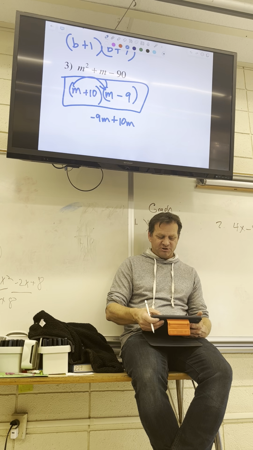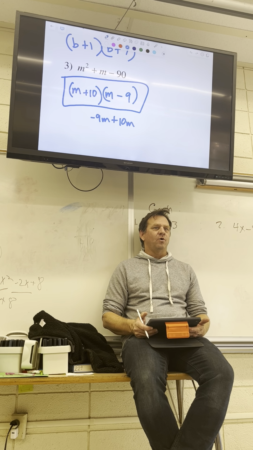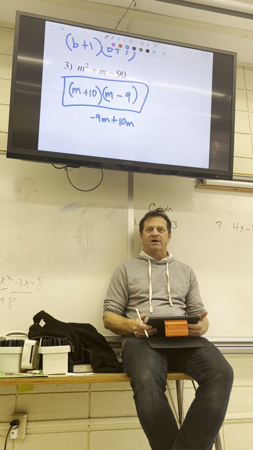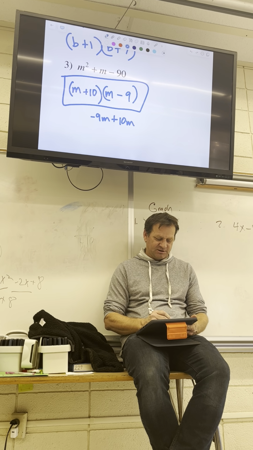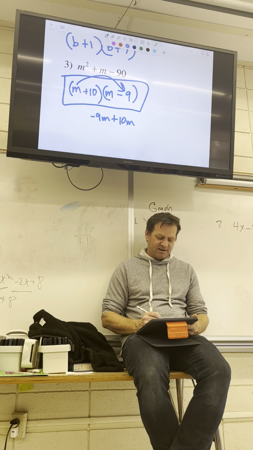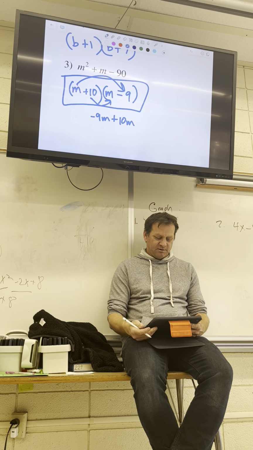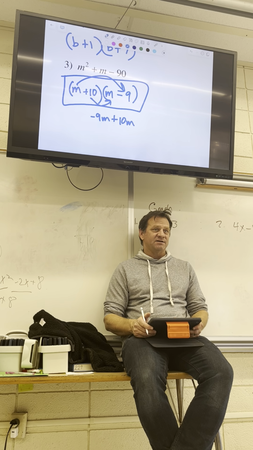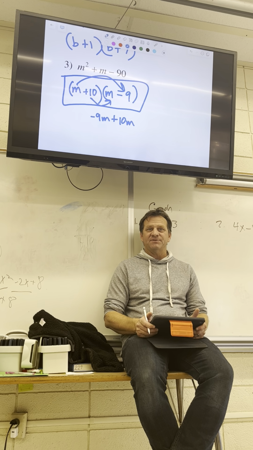To do the check, you just need the OI part of the FOIL, the outer and the inner. So you just need to check this one. That's the negative 9m and the 10 times m, which is the 10m. That's how you do your check.